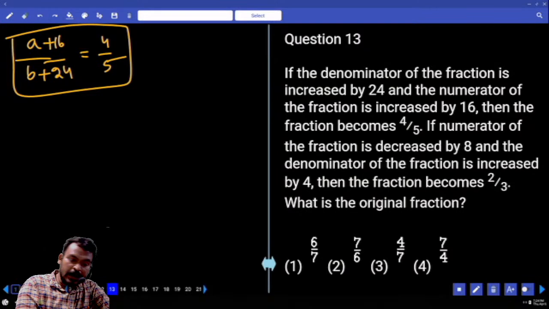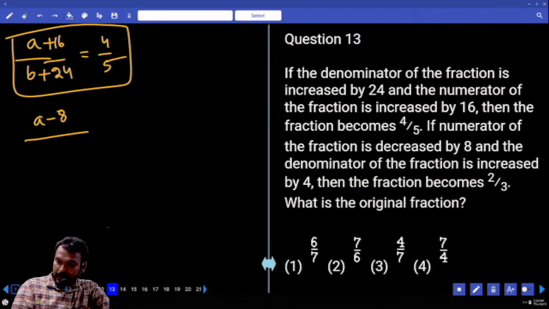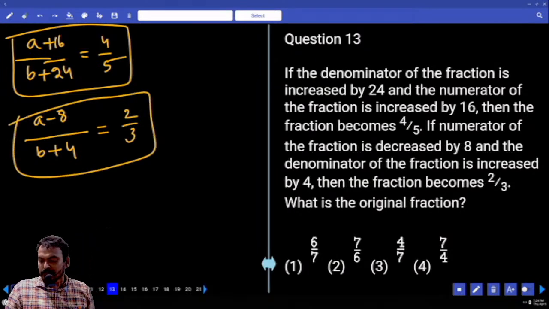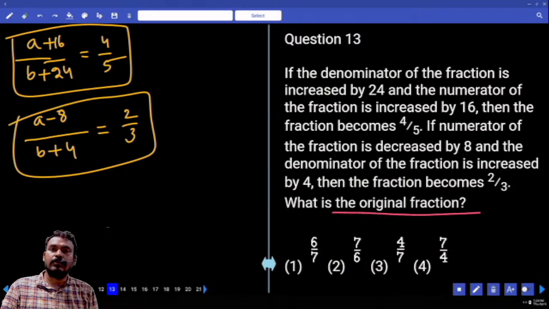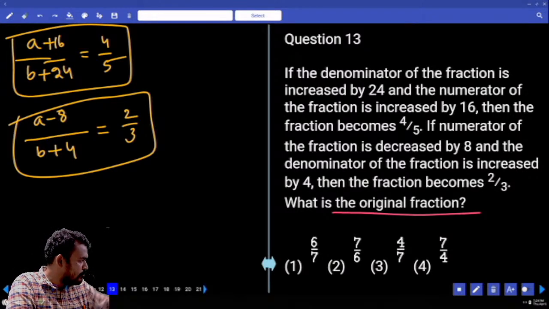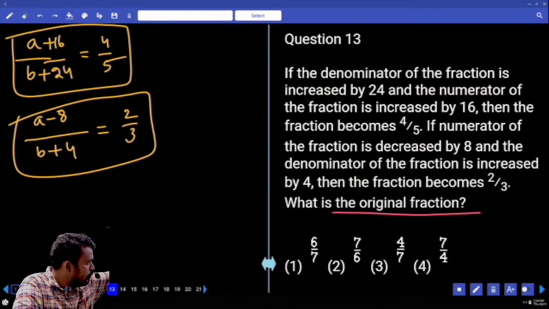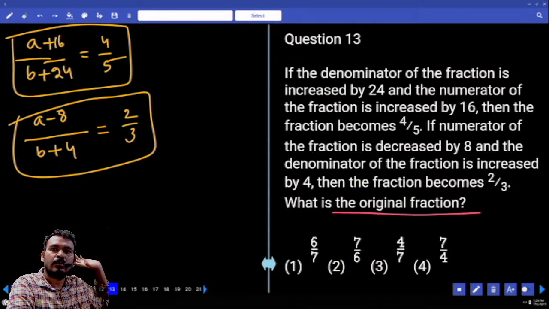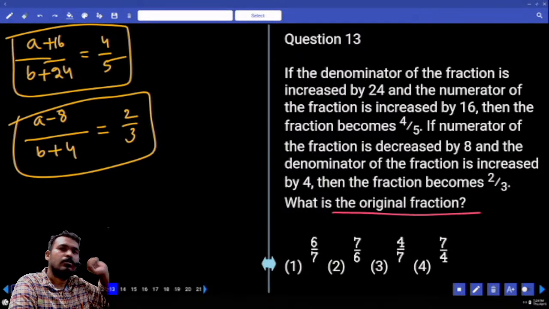The numerator is decreased by 8: A minus 8. Next, the denominator is increased by 4: B plus 4. That is equal to which ratio? 2 by 3. What is the original fraction required? With A plus 16, B plus 24, A minus 8, B plus 4, all the terms are multiples of 4. So the A value is a multiple of 4, and the B value is also a multiple of 4.